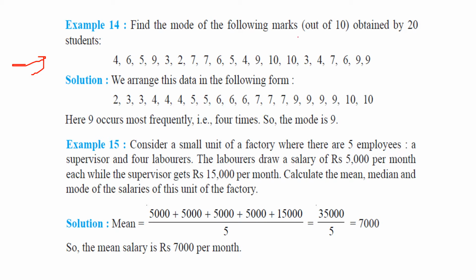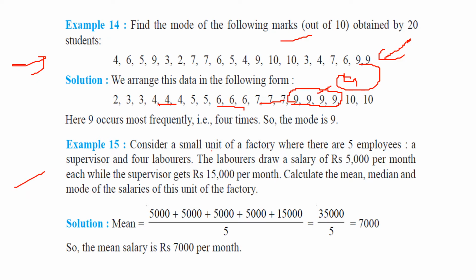We have to find the mode of these marks out of 10 obtained by 20 students. These are the marks. First we have to arrange them in ascending order. When we have arranged them in ascending order, we see 4 has come 3 times, 6 has come 3 times, 7 has come 3 times, but 9 has come 4 times. This 9 is that observation which has come the maximum number of times, and this is known as the mode. Mode is the observation which has occurred the maximum number of times.